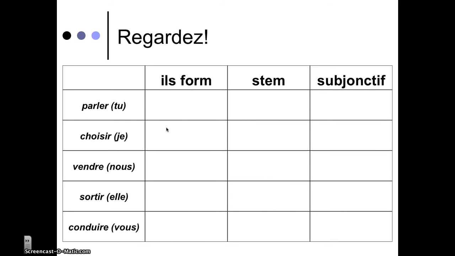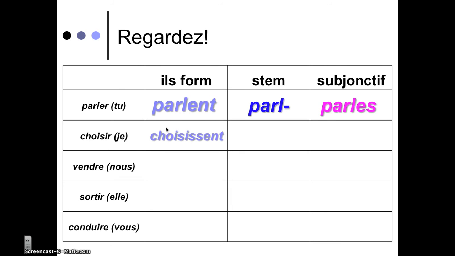Let's take a look so you can get a sense of what these verbs look like, starting with parler. Here's your ils plural form. Take off the ent. There's your stem. Put the es on. There's your subjunctive. But it also looks like the present indicative. That's crazy. Now, choisir is an ir verb, so it gets a little tricky. Remember that ent, it's not just ent, it's issent. So our stem has that extra iss in it, which we're used to, for example, in the imperfect. And then here's your ending of the e. So ir verbs are going to look pretty crazy.